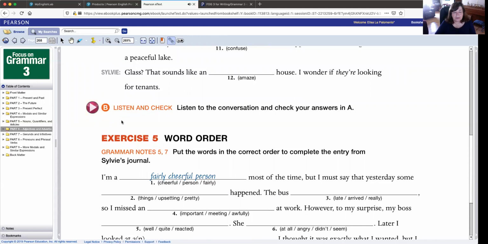These apartment ads are really annoying. Just look at this one. It says cozy and charming apartment. Boy, that's great. That's great, but you guys can't do that.